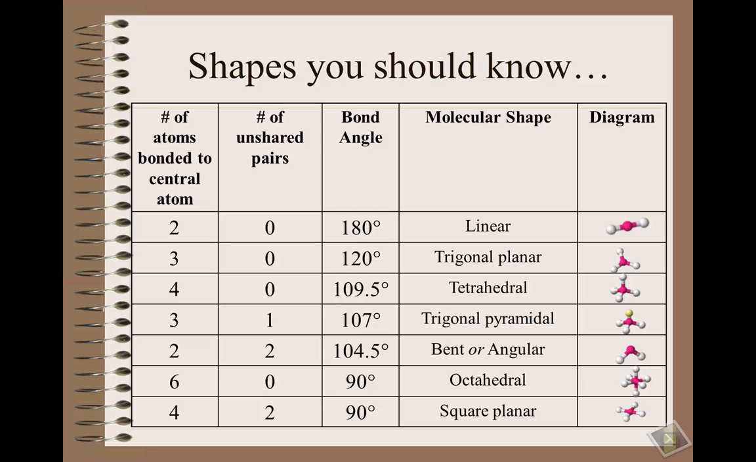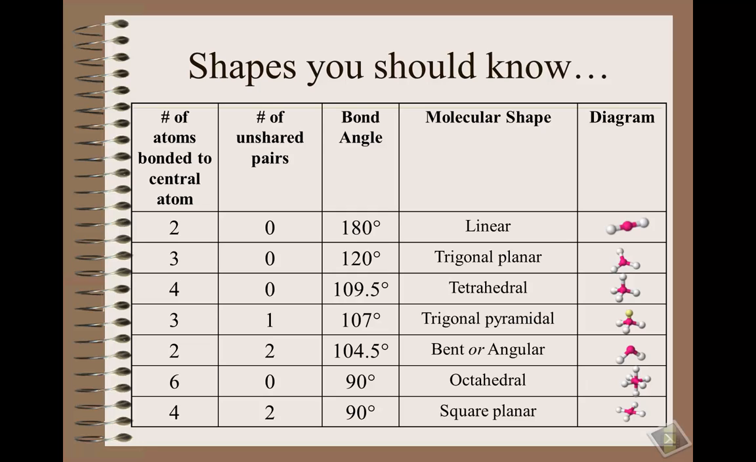Now, it's important to note when we talk about molecular shape, we're referring to the shape that is created by the atoms, not the electron clouds. On several of these, for instance, trigonal pyramidal, you see the yellow atom there. That actually isn't an atom.